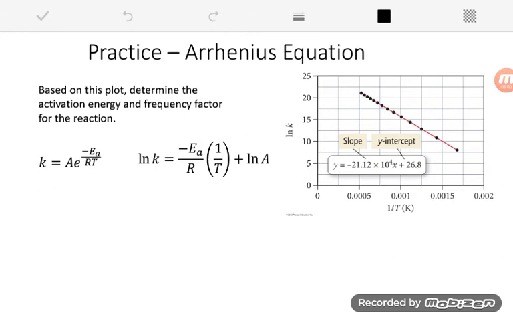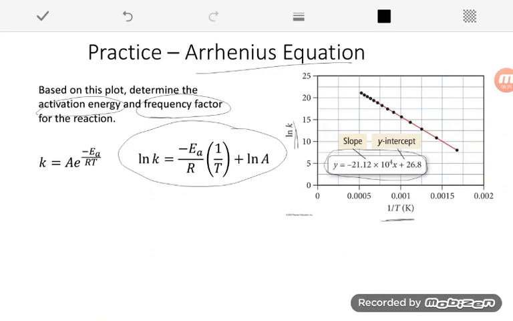And the key thing here, because it won't always say Arrhenius equation up top, we'll just have to know that, is that we see 1 over temperature, natural log of k, and it's asking about activation energy and frequency factor. That's what tells us these are Arrhenius problems, because these are the only problems where we talk about activation energy or frequency factor. Anytime it's giving you a graph, we use this equation. But what we have to do is compare it to the equation they've given us. So they made a graph and they have y equals negative 21.12 times 10 to the 4th x plus 26.8.